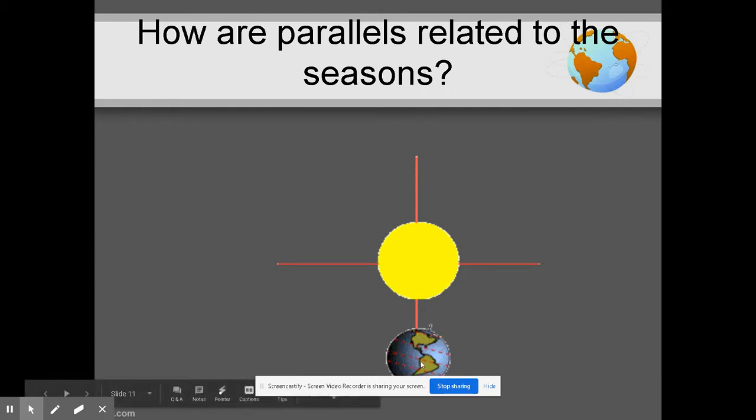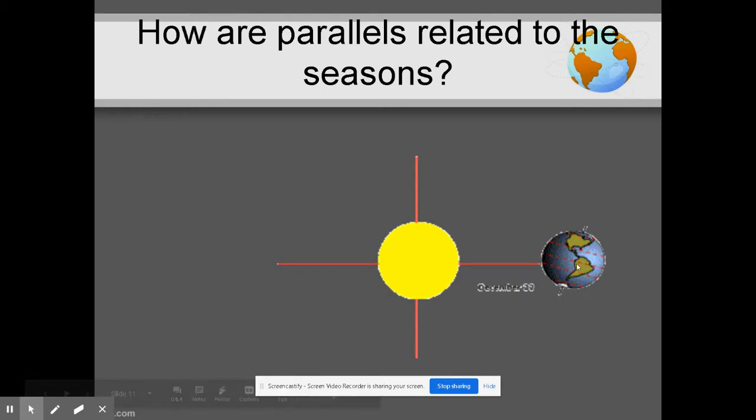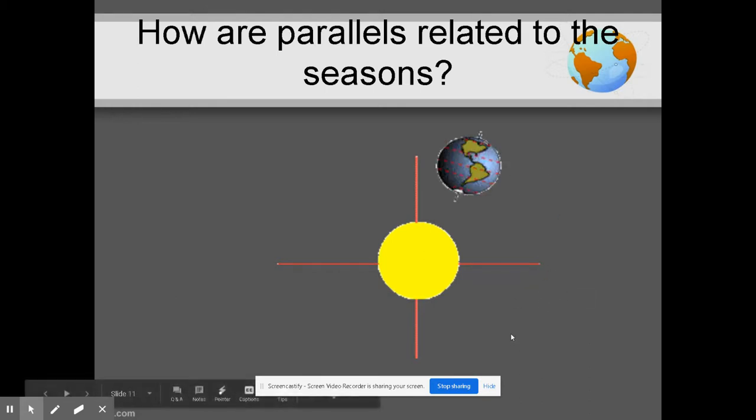Equal amounts of sunlight and darkness. And then finally, we're pointing away, and therefore our coldest months. So that's just our winter.